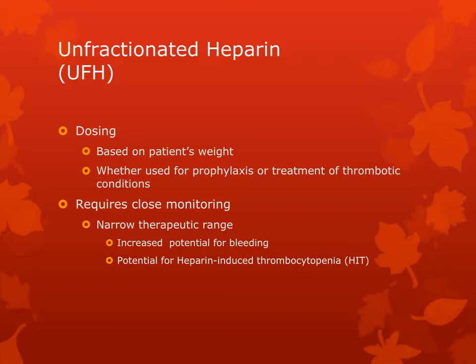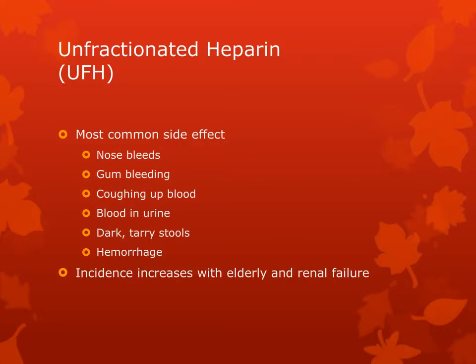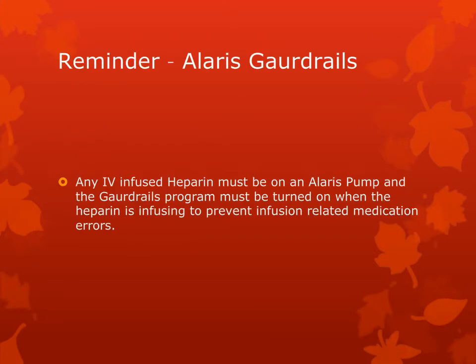It requires close monitoring and has a narrow therapeutic range with an increased potential for bleeding and a potential for heparin-induced thrombocytopenia, HIT. The most common side effects are nosebleeds, gum bleeding, coughing up blood, blood in the urine, dark tarry stools, and hemorrhage. These incidents increase with the elderly and renal failure. Reminder, Alaris guardrails. Any IV-infused heparin must be on an Alaris pump, and the guardrails program must be turned on when the heparin is infusing to prevent infusion-related medication errors.